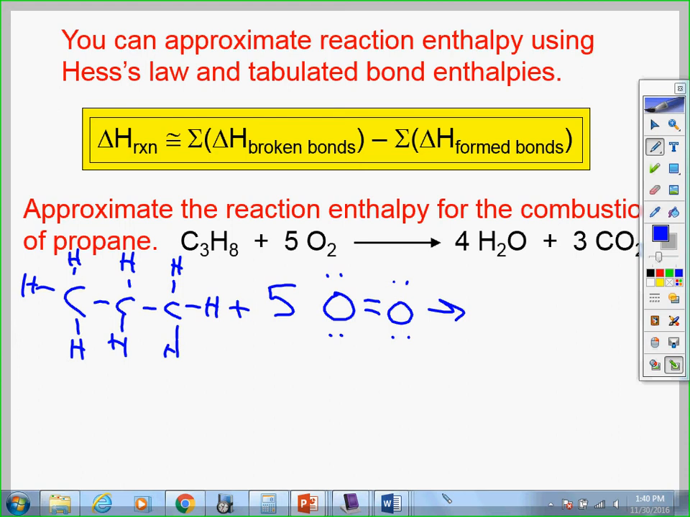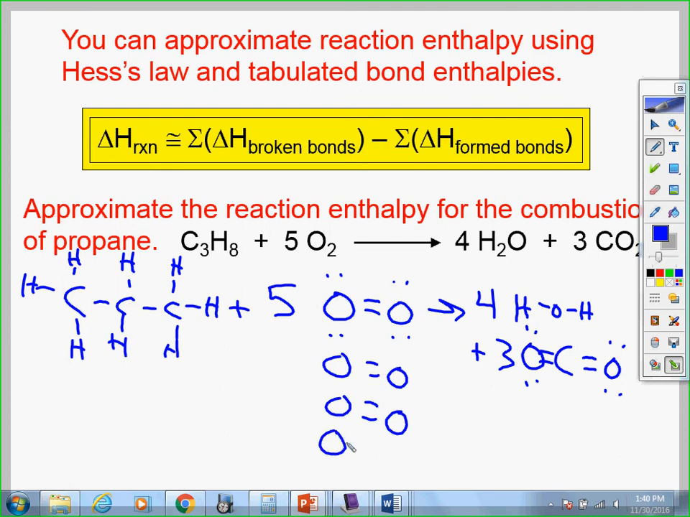Now I have to do the same thing for water. What is water going to look like? I have 4 of these. And then I have to have three carbon dioxides. What does carbon dioxide look like? C double bond O. Alright, so now don't forget, if I have four waters, that means I have eight O-H bonds.